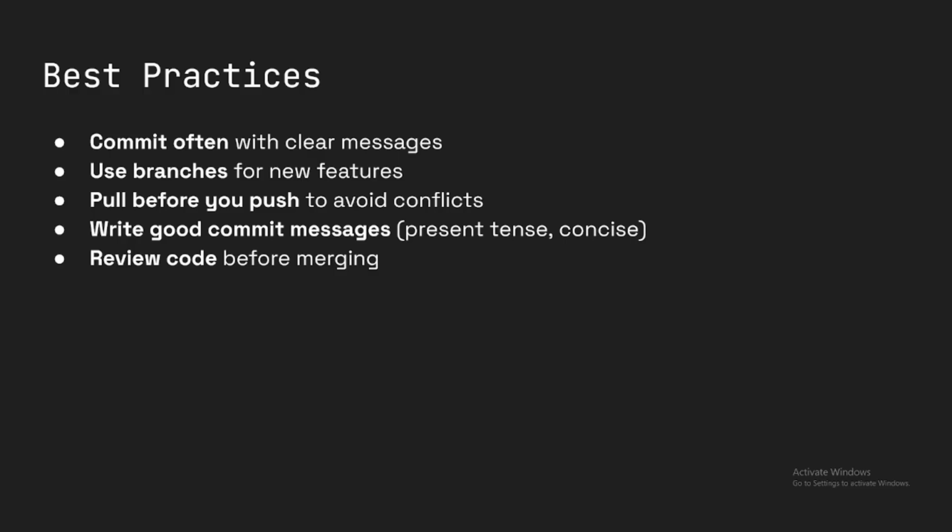Write good commit messages. Yes, present tense, concise. Make sure that you write good messages because when you submit a pull request and you write a commit message, your senior developer is going to be the one who's reading it. So if you write a bad commit message, you're going to be teased for it. So make sure you write a good one, and then always review code before merging.